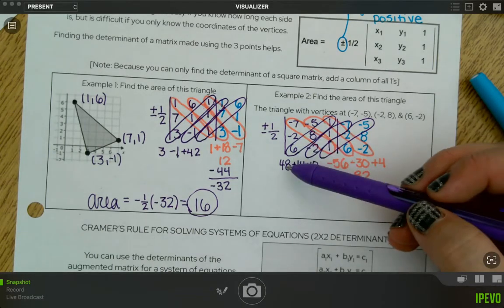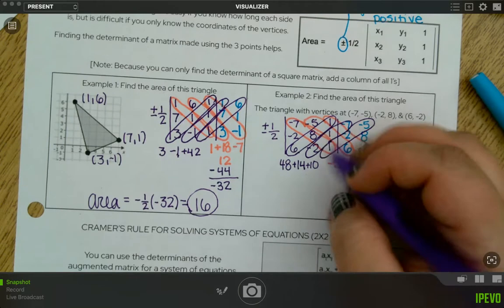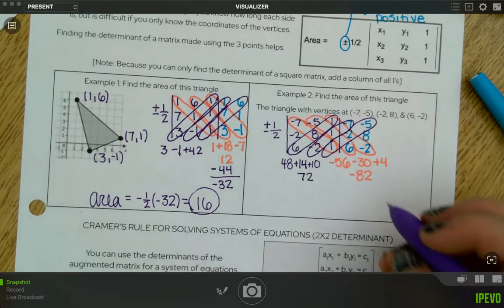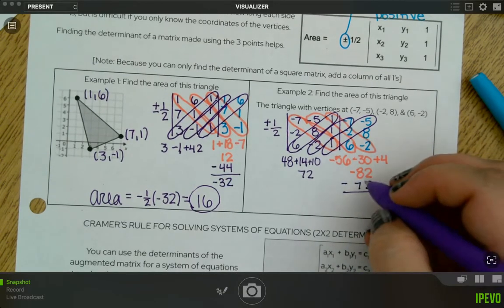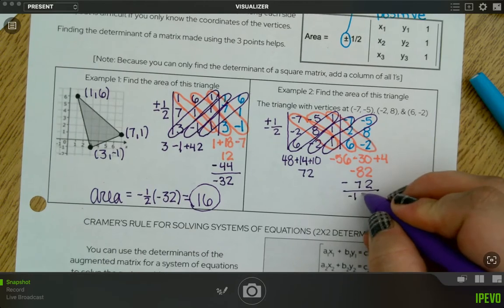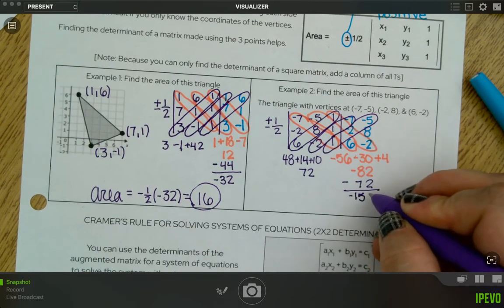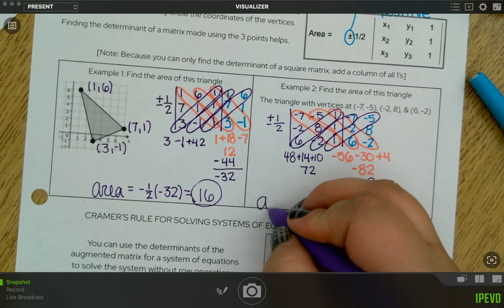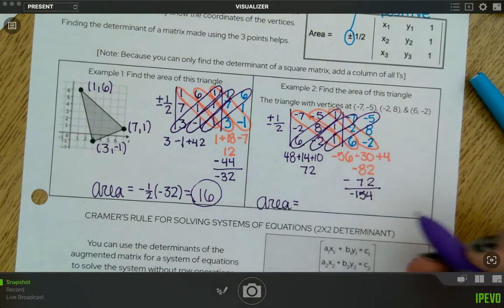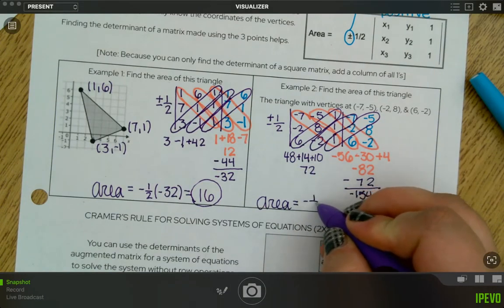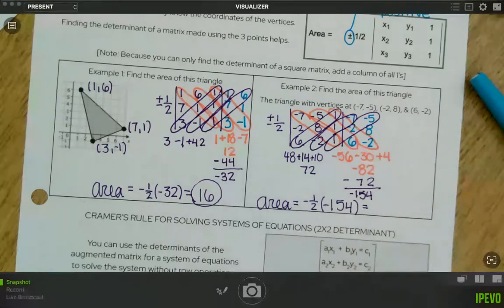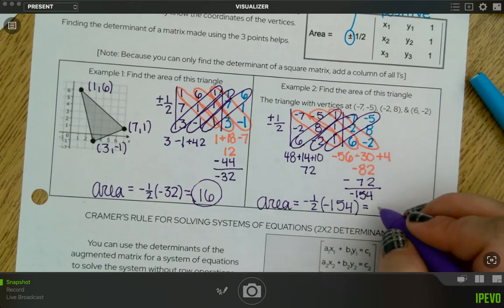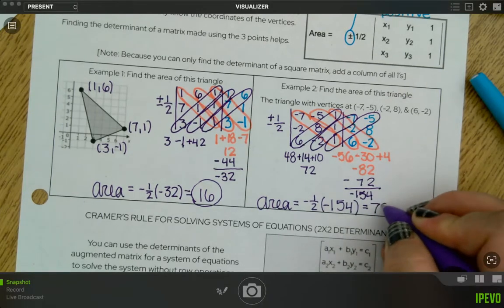And then 48 plus 14, 62 plus 10 is 72. So we're going to do -82 minus 72, which is -154. And then our area is going to be -1/2 times this, so the two negatives will cancel out. And -1/2 times -154 is 78.